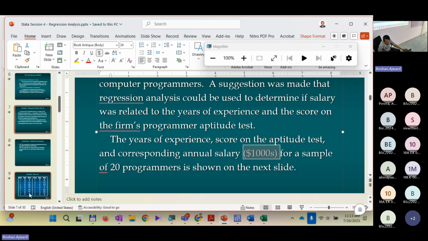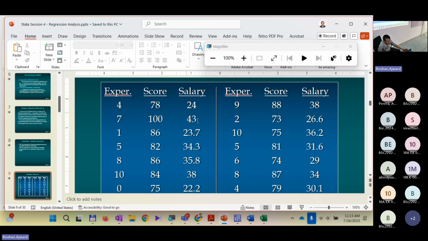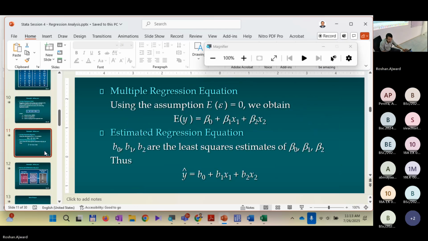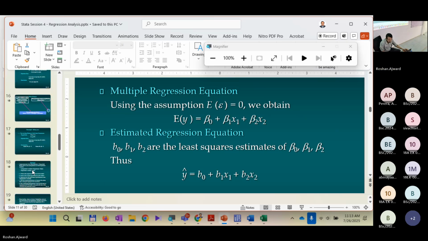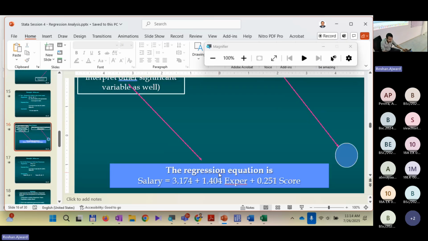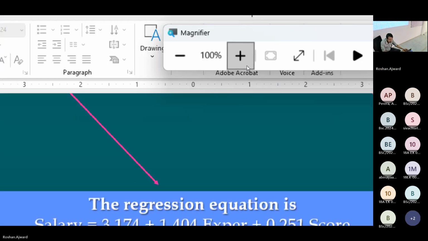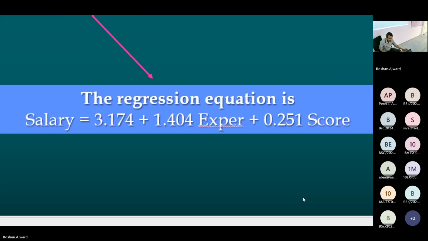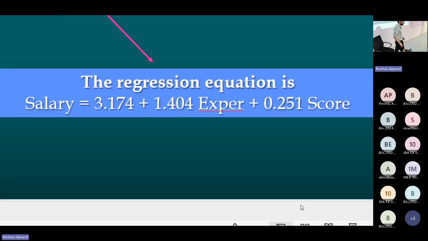So here the values are in thousands. 24 is what? 24,000. Now let's again go back and see the equation. This is the equation. Now I will ask you to interpret each element. I'll help you to interpret each element.